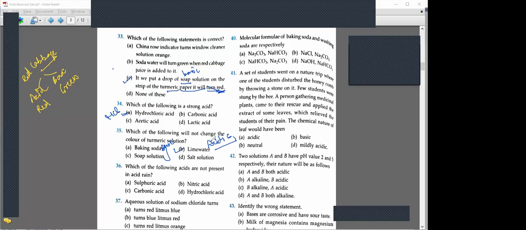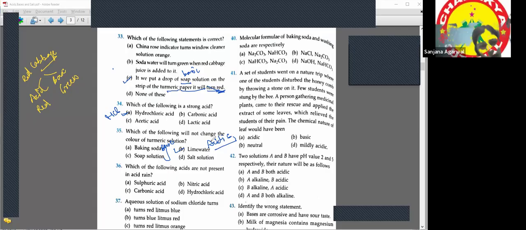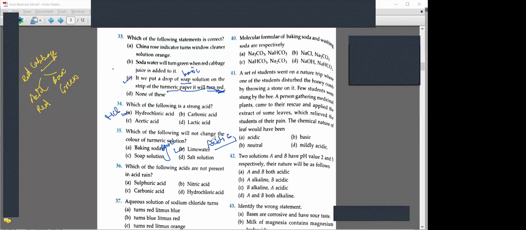Ma'am, if we add turmeric into water and prepare a solution out of it, is it a base or acid, or what kind of solution is it? If we mix turmeric in water. See, turmeric itself is a type of indicator. So you are asking whether turmeric is acidic or basic? Basically, if we prepare a solution out of it, and if we mix any base with it, does it react?